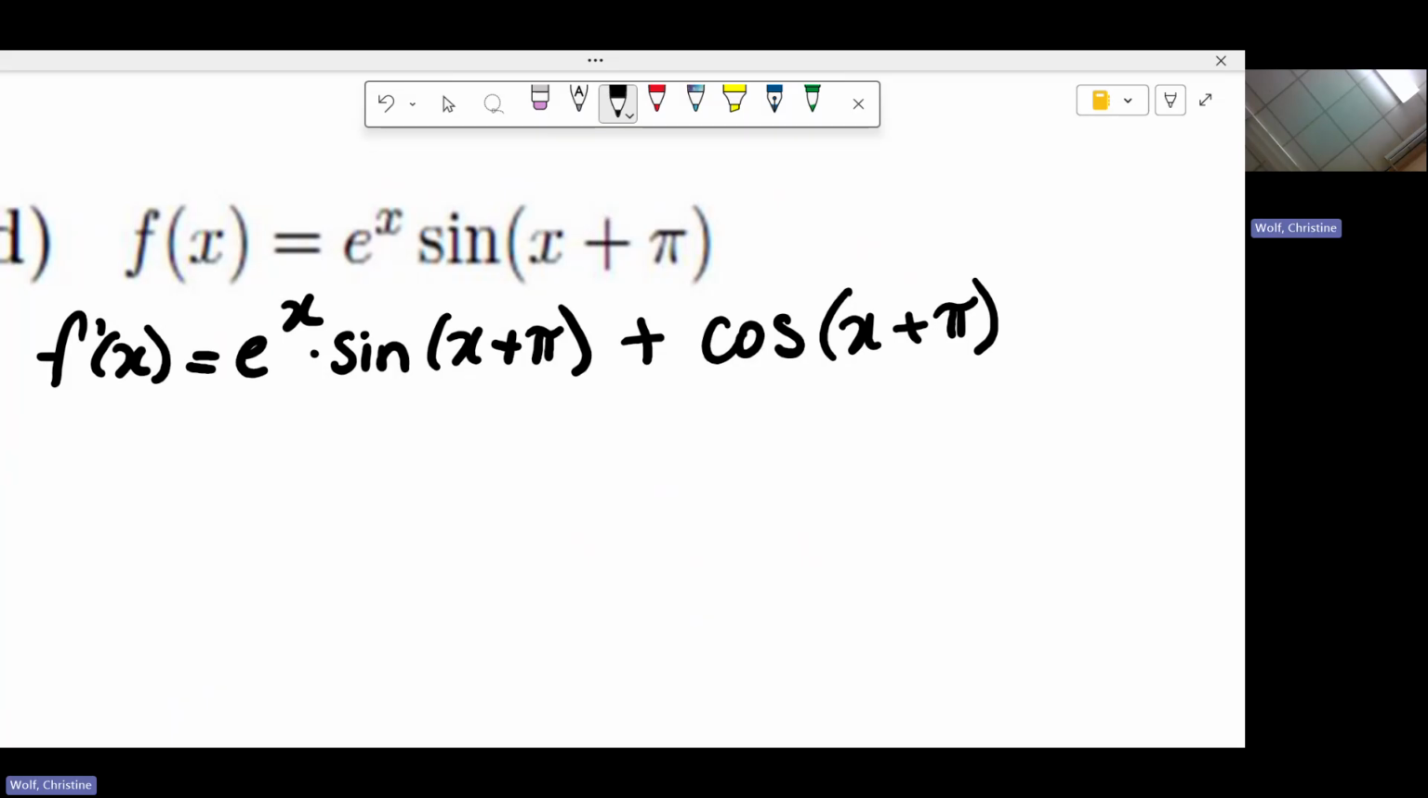So what is the derivative of my chain? What's the derivative of x plus pi? What's the derivative of x? 1. What's the derivative of pi? 0. Why? It's a number. Because it's a constant, 3.4. So really, I took the derivative of x, which is 1. Am I going to write the 1? No. But then I remember that you have to multiply it by the first function unchanged.